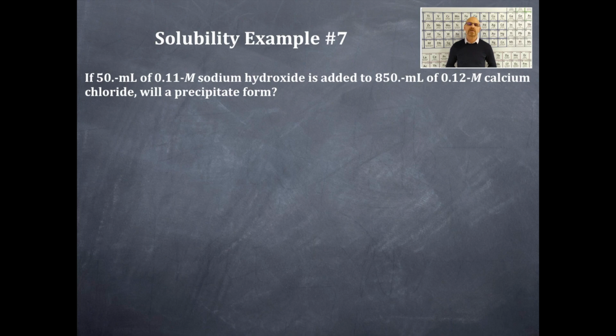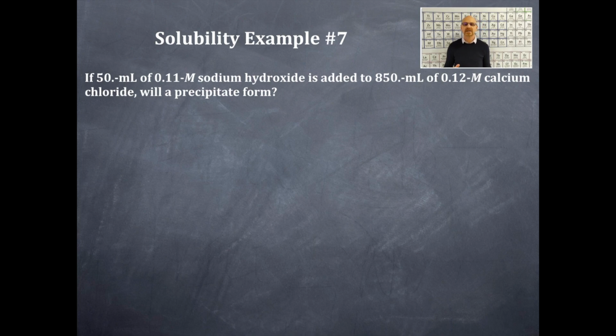Again, just like on the previous lecture video, we need to know the formula for sodium hydroxide. Sodium is a group 1, it has a 1+ charge. Hydroxide is a polyatomic ion with a 1- charge. Put together, I get NaOH, that's sodium hydroxide. Calcium chloride: calcium is a group 2, it has a 2+ charge. Chloride is a halide ion, that's a 1- charge. Put together, I get CaCl2.